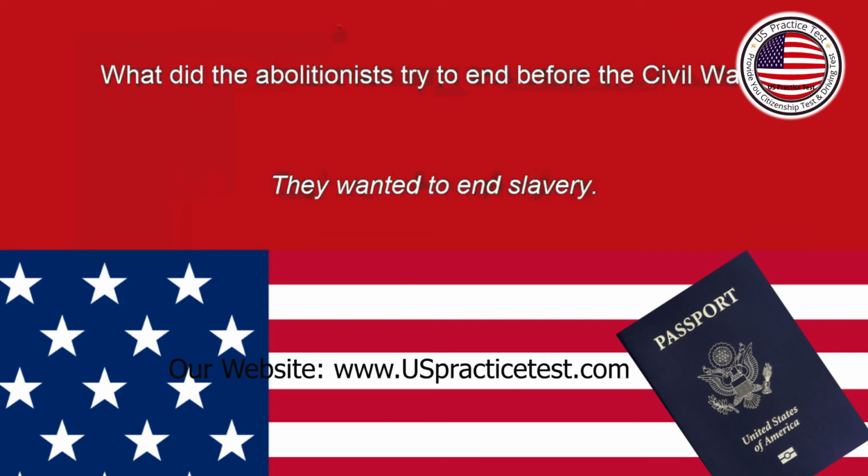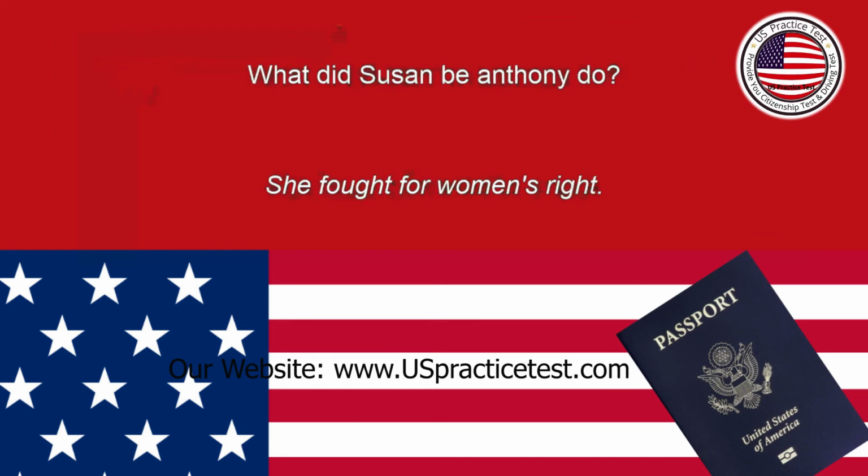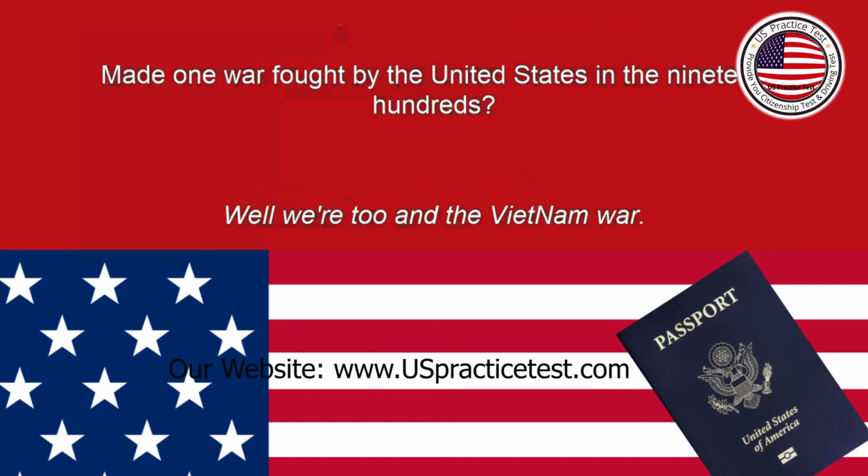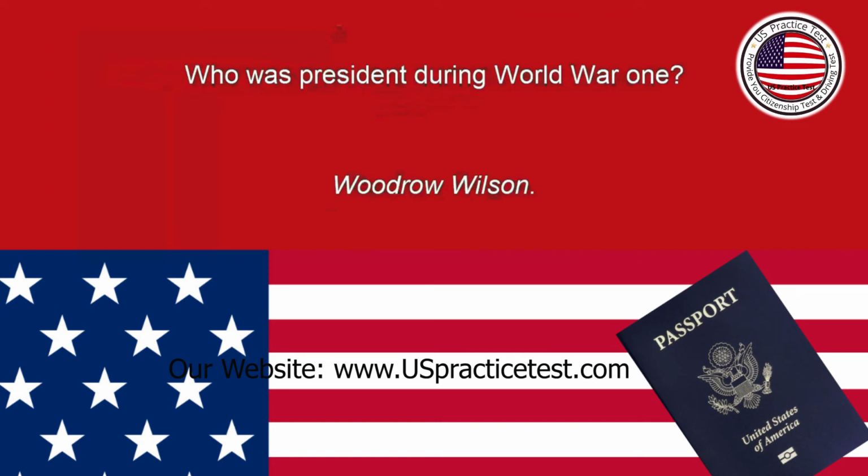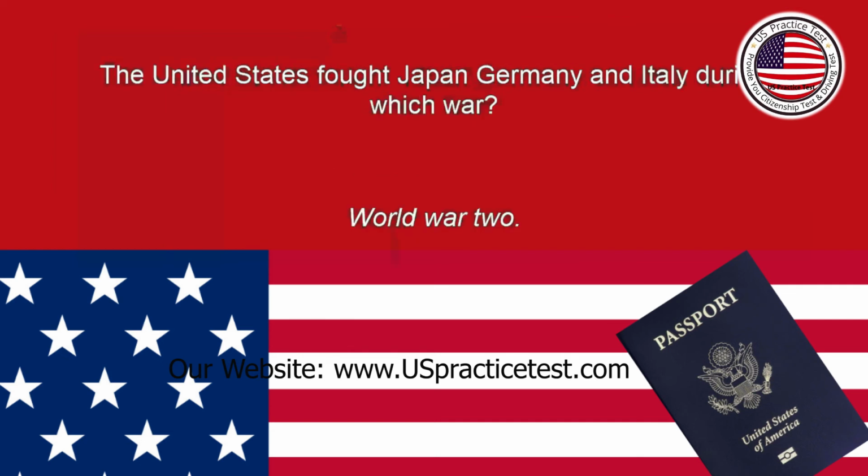What did the abolitionists try to end before the Civil War? They wanted to end slavery. What did Susan B. Anthony do? She fought for women's rights. Name 1 war fought by the United States in the 1900s. World War II and the Vietnam War. Who was president during World War I? Woodrow Wilson. The United States fought Japan, Germany, and Italy during which war?